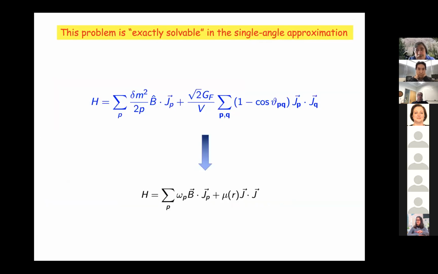Now, this problem is exactly solvable in the single angle approximation. Exactly solvable doesn't mean it's easy to get the solutions. Exactly solvable is a term mathematicians use to say that the solutions exist. The limit is the single angle approximation. Basically, you replace the angle between the momenta of the neutrinos by an average over the entire ensemble, and call everything else, including that average, mu.